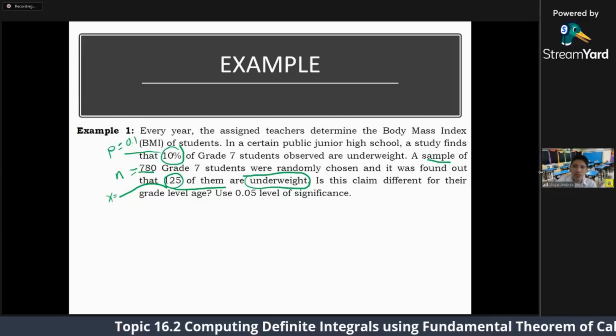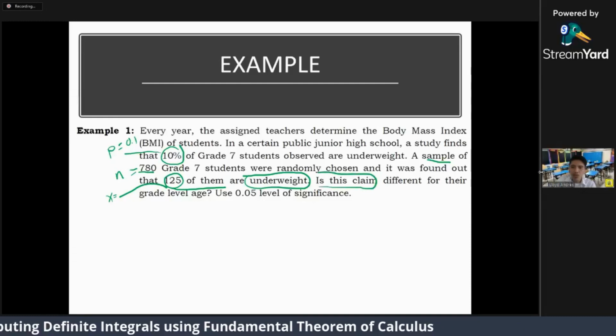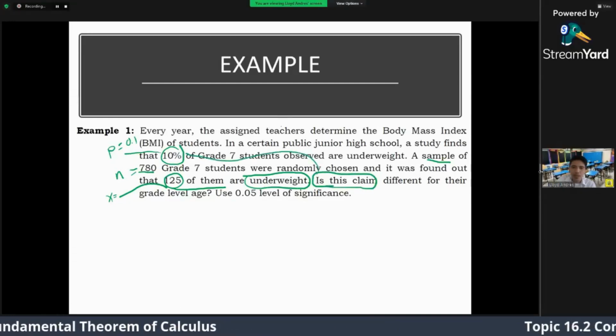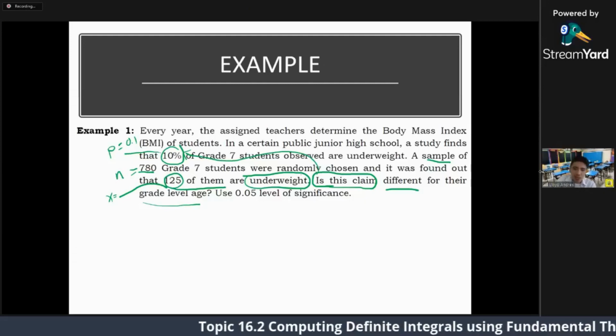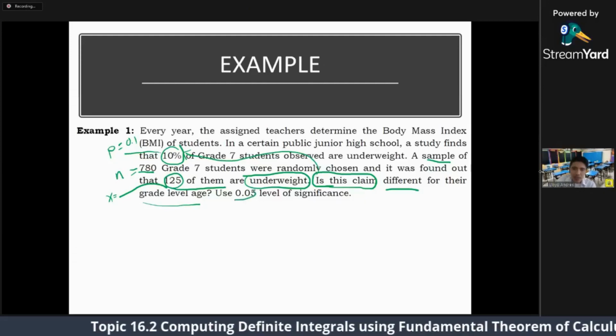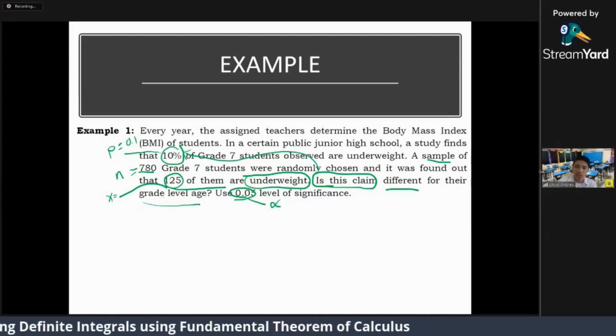Now, the question is, what is the claim? The claim is that 10%. Is it different for their grade level age? Our level of significance is 0.05, which is our alpha. So we have now determined the data.